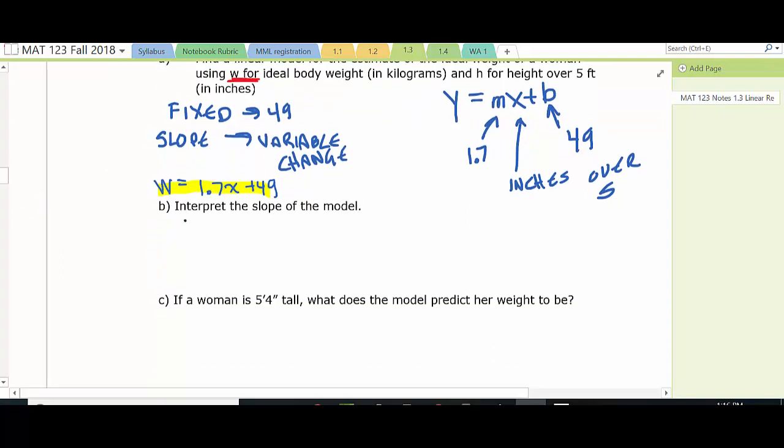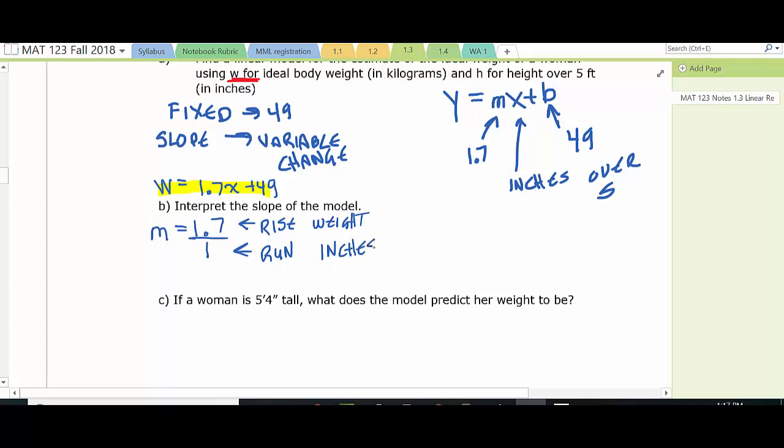Now, we're going to interpret. One thing you'll do a lot in this class is make sure we understand the meaning of stuff. The slope is 1.7. When I want you to interpret, I want you to really show that you understand this. So I would write on my paper 1.7 over 1, and that's a rise, which is given a weight. Remember y is weight on here. This is given a run, and that's inches.